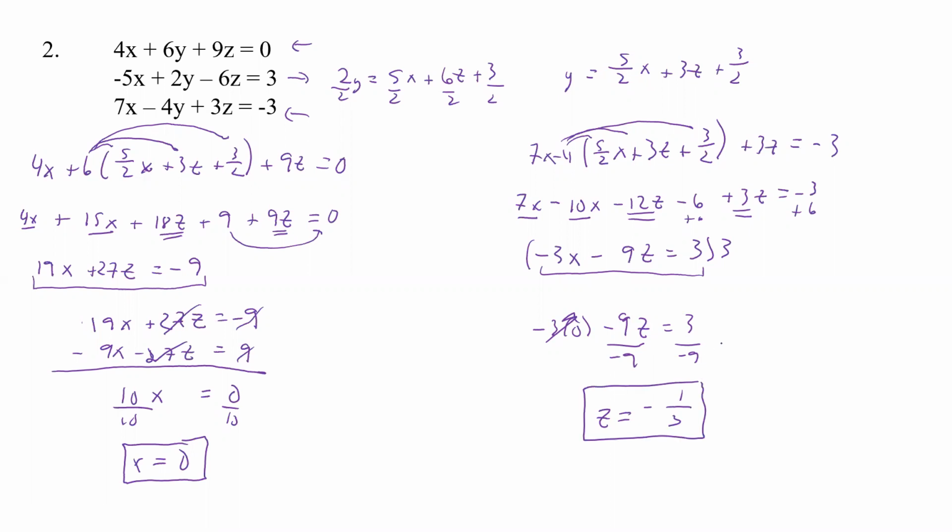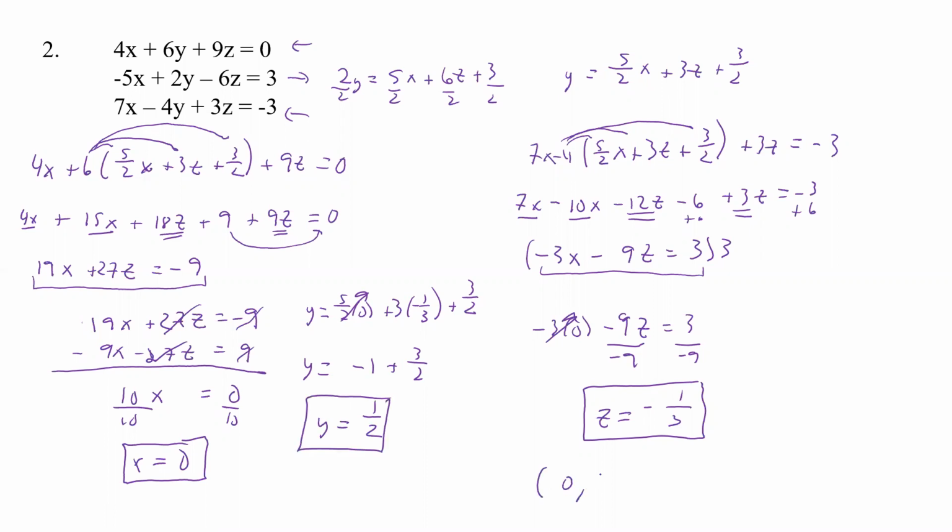Okay. Now I can plug in and solve for y. And so now I can say, well, y is equal to 5 halves times 0 plus 3 times negative 1/3, and then plus 3 halves. Okay. Well, that's 0. This is going to be minus 1 plus 3 halves. Well, 1½ minus 1 is just y equals 1/2. And so that gives me the ordered pair 0, 1/2, negative 1/3.